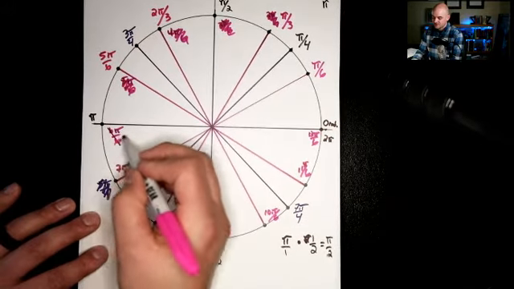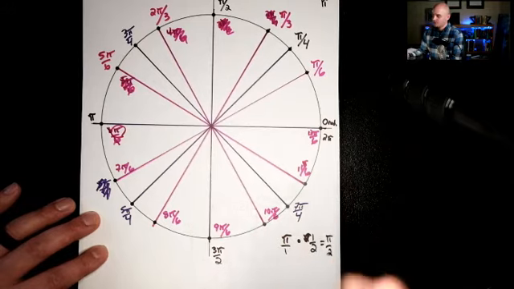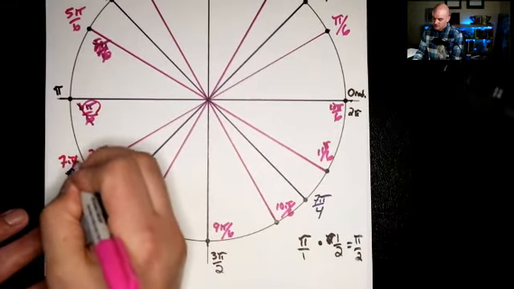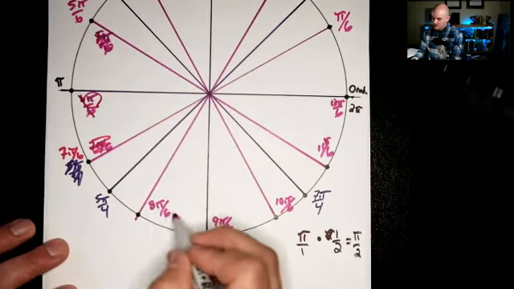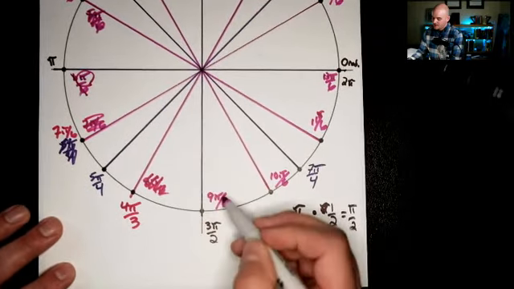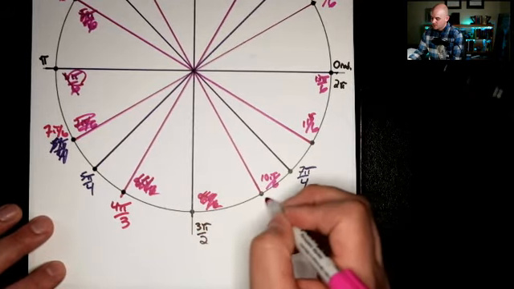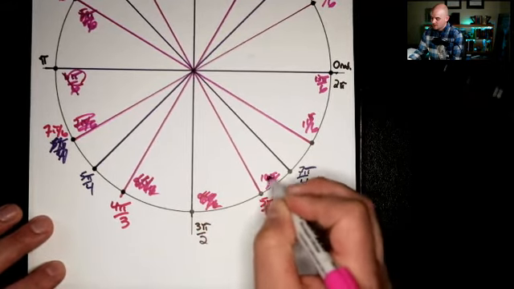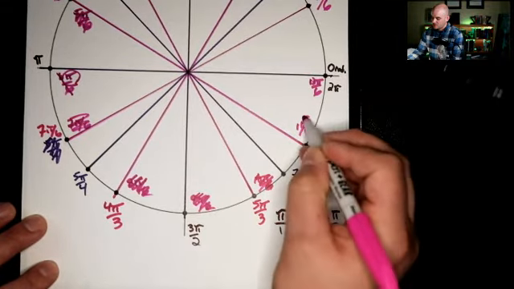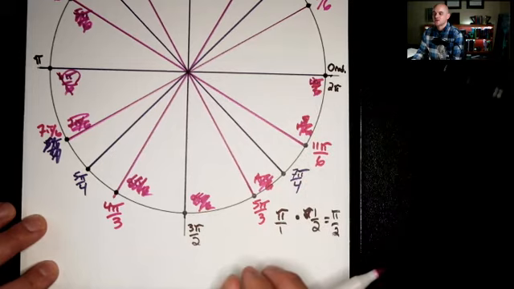6 pi over 6, the 6's cancel. I get just pi. That does equal pi right there. And then I get 7 pi over 6. That does not reduce, so I can write 7 pi over 6 right there. 8 pi over 6 reduces to 4 pi over 3. 9 pi over 6 reduces to 3 pi over 2. That checks out. 10 pi over 6 reduces to 5 pi over 3. 11 pi over 6 does not reduce. I can just write it there. And 12 pi over 6 does reduce to 2 pi, so that checks, okay?